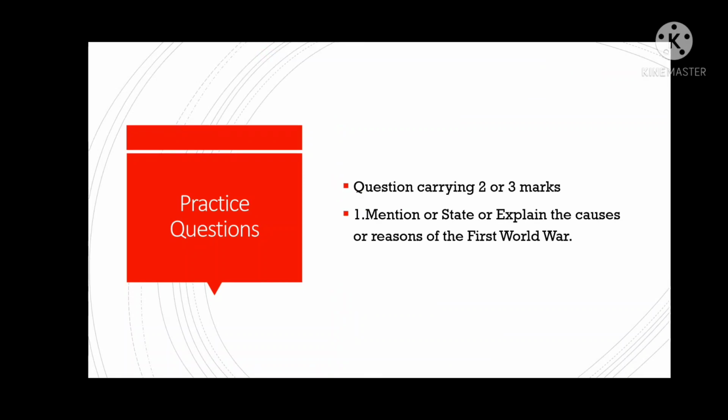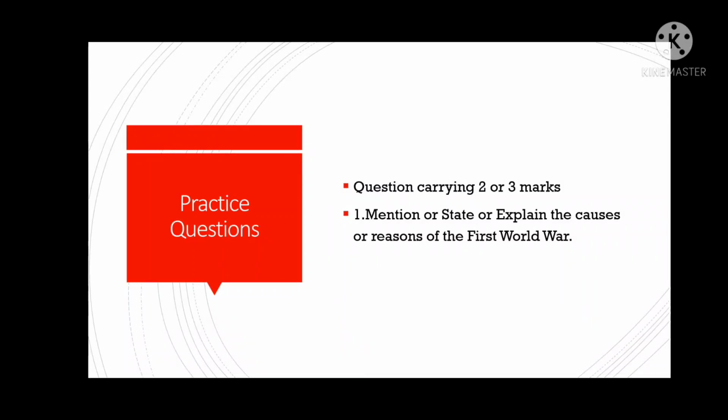Now, question carrying 2 or 3 marks. Again, the same question they might ask. Mention or state or explain the causes or reasons of the First World War. In case they ask you to explain, don't panic. No need to explain. You just have to mention. If it's for 2 marks you can write 2 points. If it's for 3 marks you can write 3 points. In case it is for 2 marks and you know all 3 points and have enough time, you can write all 3 points. No issues. It is very good.